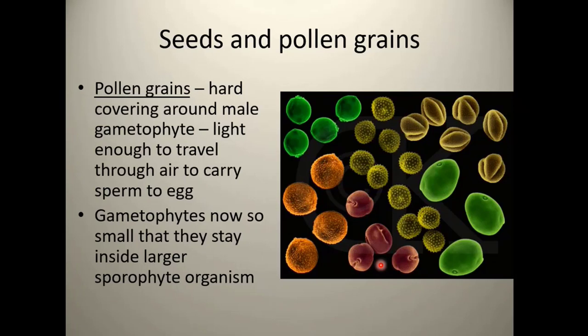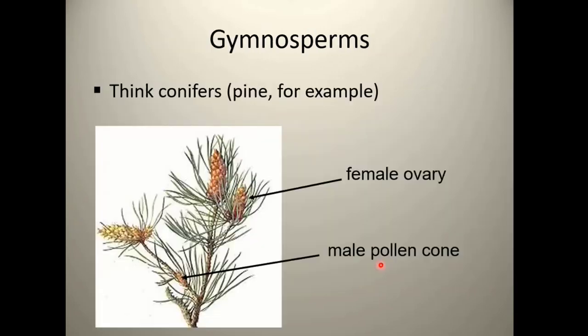So whatever your answer will be, when you're answering the question, you're going to have to indicate that the main important factor for transferring the sperm to the egg is that they carry it through the air. The gametophytes are now so small that they stay inside the larger sporophyte organism, so that when the sperm is carried to the egg, it will be successful.